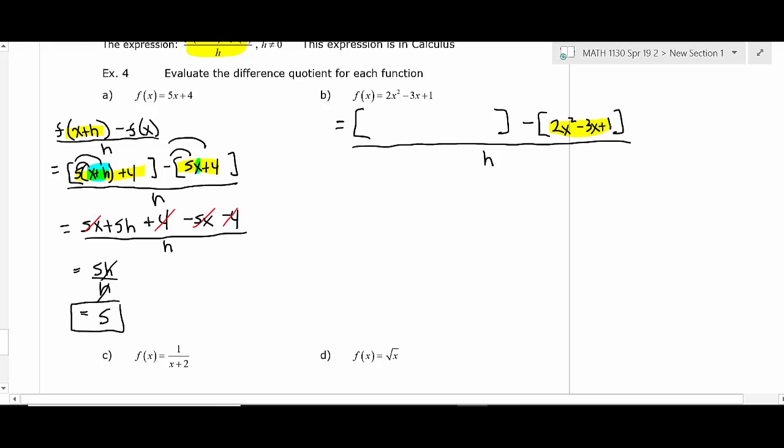Now for the first bracket, what you're going to do is put the function, except what are you going to do in place of x? x plus h. So don't say 2x squared, say 2 times (x plus h) squared, minus 3 times (x plus h), and then plus 1 like that. So what you want to see on here is the x's change to x plus h.